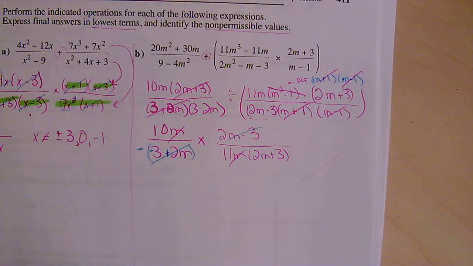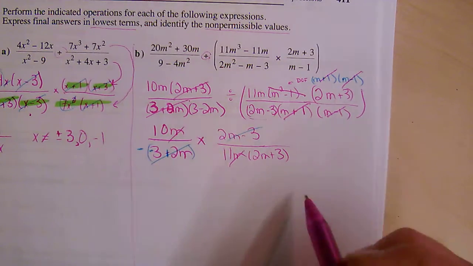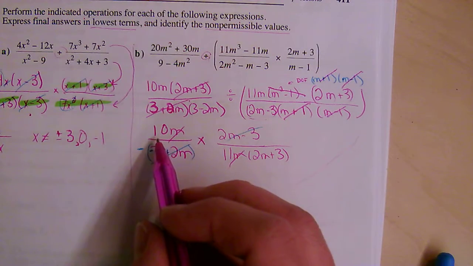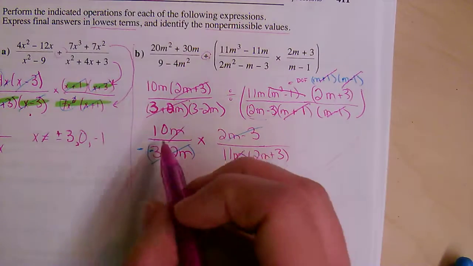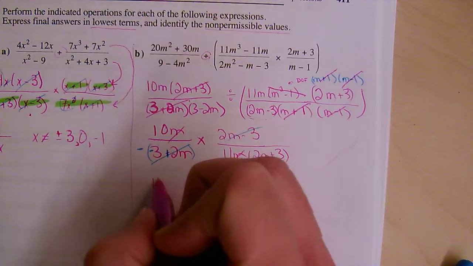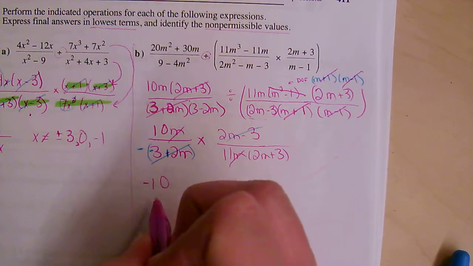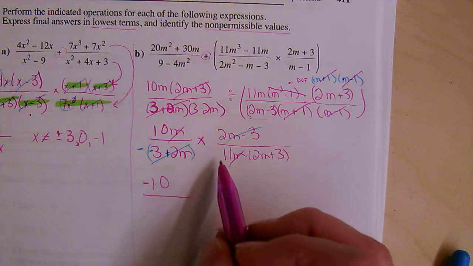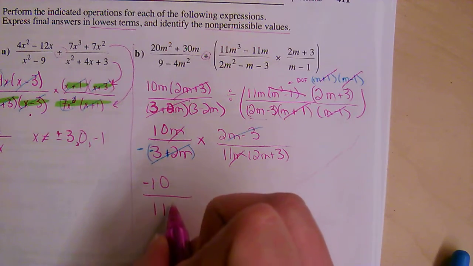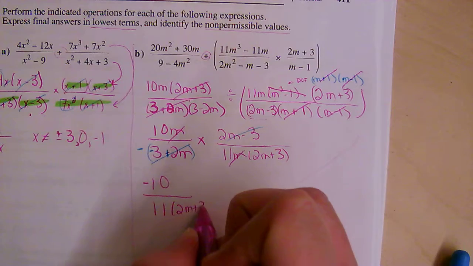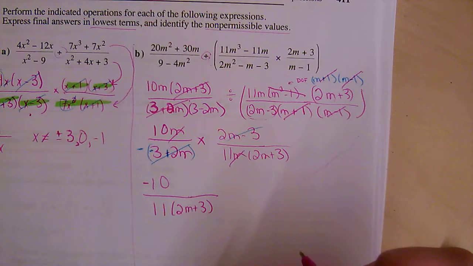I feel like I'm missing something, but I'll just keep going because I don't have anyone to tell me, hey, Miss Scott, you forgot something. Okay, so 10 on top. Oh, and a negative, we can make it. And then I'm going to have an 11, and I'm going to have a 2m plus 3.